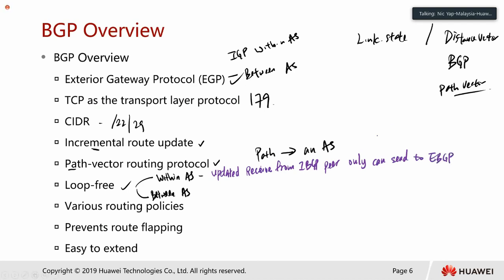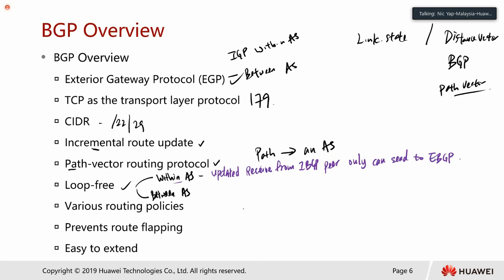The principle is that when an update is received from iBGP peers, you can only send it to eBGP. So whichever update you learn from iBGP peers, you cannot send to iBGP anymore. You have to send only to eBGP. And this is how they do loop prevention within the AS. When I am iBGP and you are iBGP, when I send the update to you, you can only keep it for yourself and send to eBGP, and you cannot send to the next iBGP.